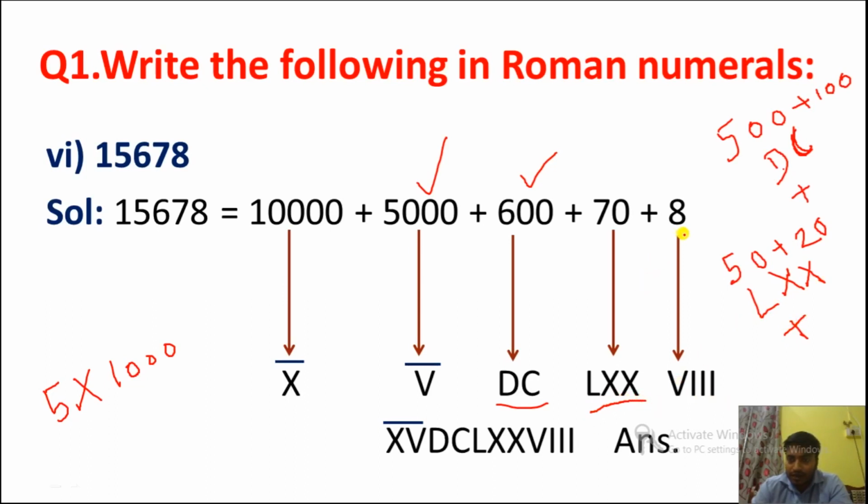Clear? Now for 8, V is 5, and I is repeating here 3 times. That means 1 into 3, 3. 5 plus 3, 8. Clear? So when we combine we'll get X with a bar, V with a bar, DC, LXX, VIII. This is the Roman numeral for 15,678. Clear?